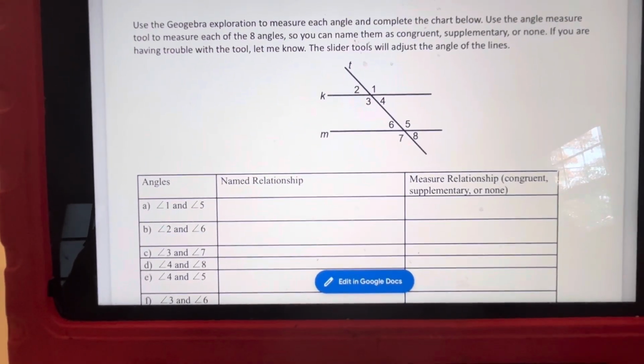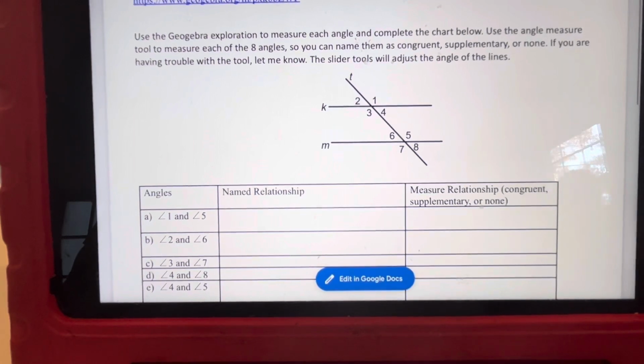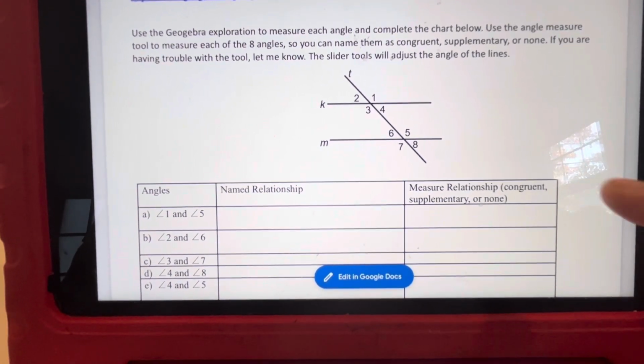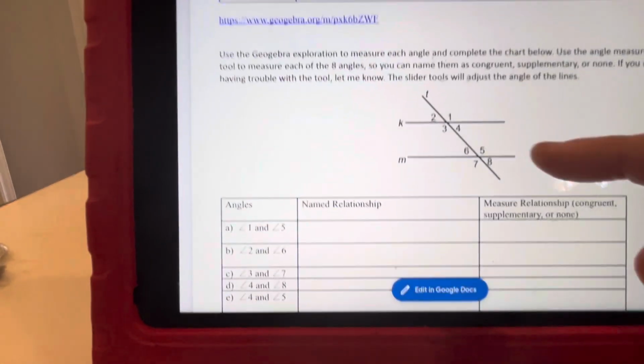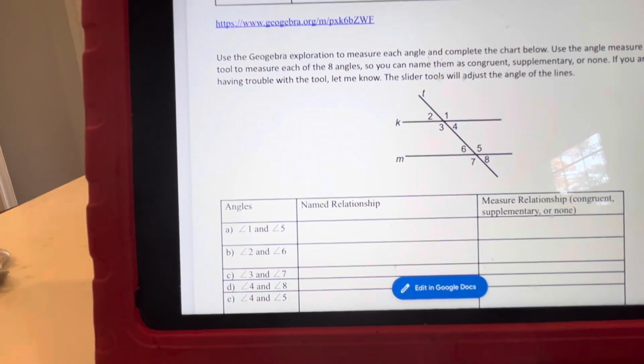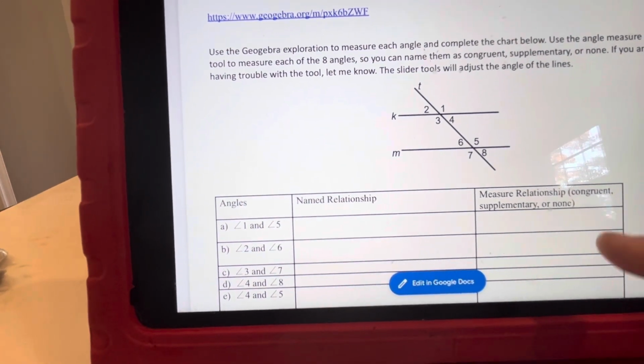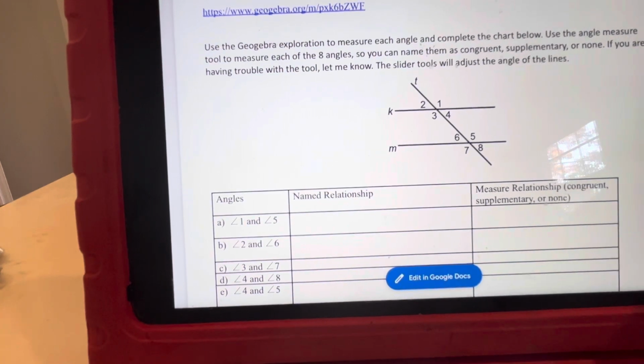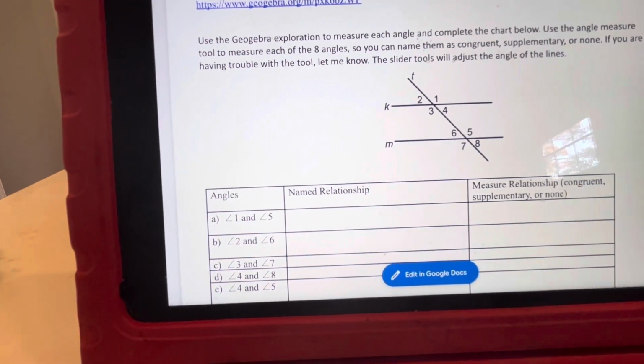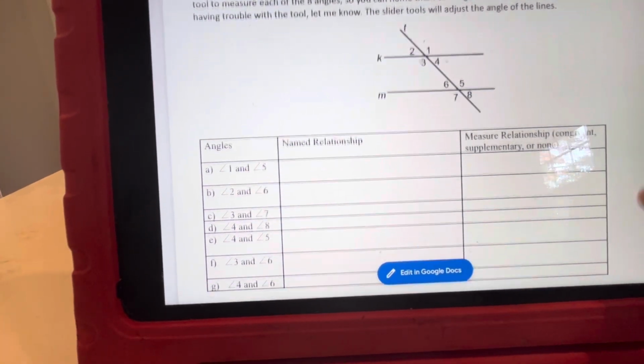You should get the right answer here because all you're doing is looking at that picture and looking at those angles. And you measure angle 5, measure angle 1. If they're the same, you write congruent. If they are supplementary, they add up to 180, then you're going to write supplementary. If it's none of the above, then you write none.